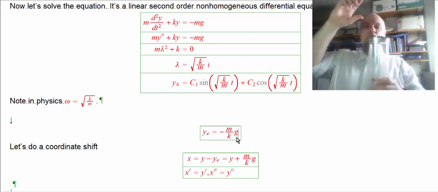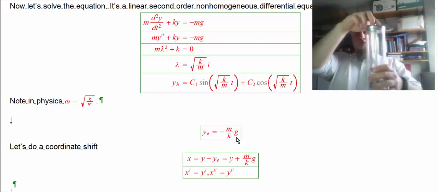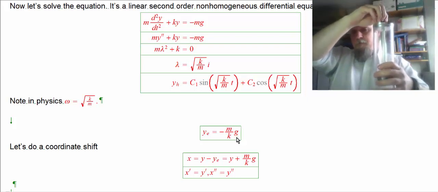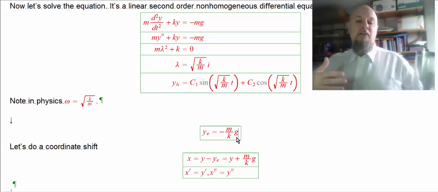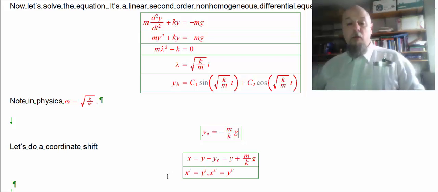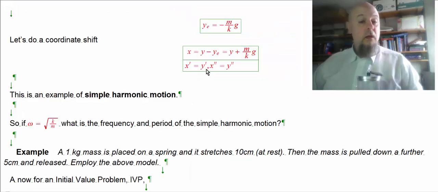I'm going to remeasure. Instead of measuring from the unstretched spring, I'm just going to measure from the center of oscillation. So instead of measuring in y, I'm going to measure in x. What's x? Well, here's my coordinate shift. x is equal to y minus the equilibrium point. And I know what the equilibrium point is, so the x coordinate is equal to the y coordinate plus mg over k. Notice that if I differentiate x, x prime is equal to y prime, because this piece is a constant. x prime prime is equal to y prime prime, again, because this piece is a constant.